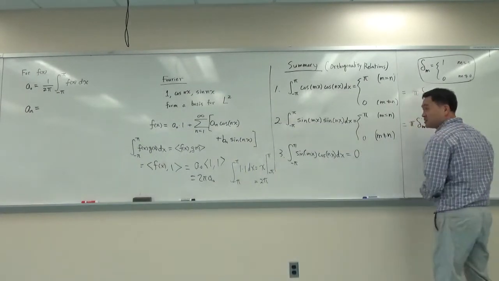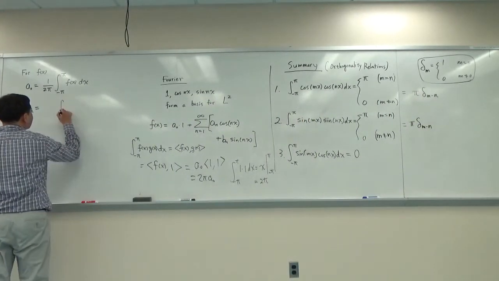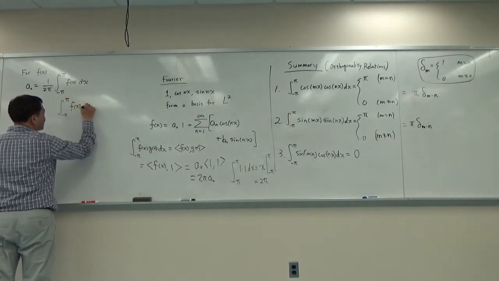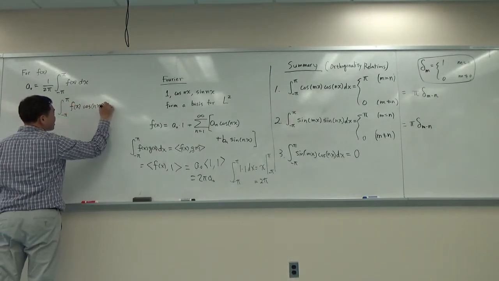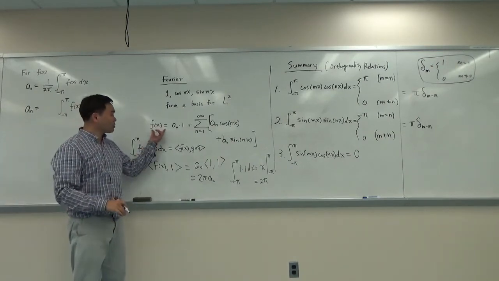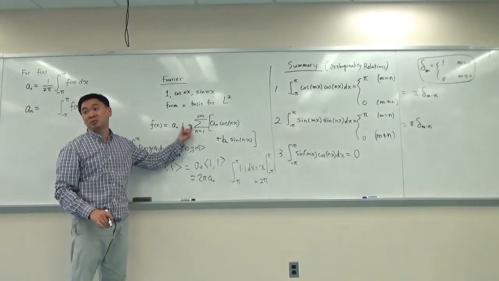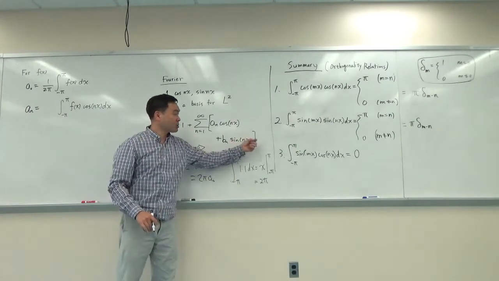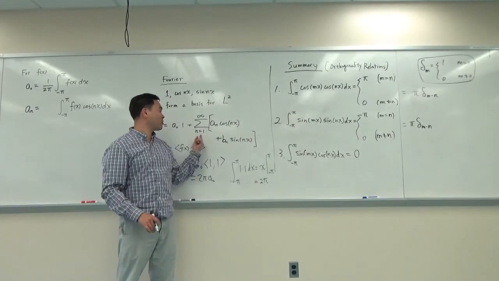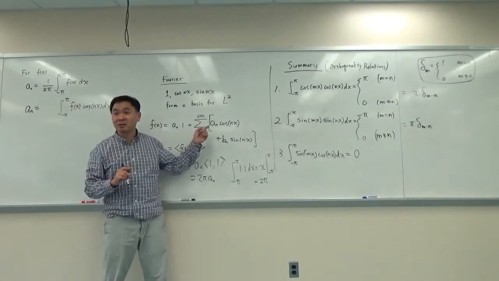Well, f(x) taking a product with... You take the inner product between these two, right? And what happens if you do cosine nx inner product? You get one inner product with cosine x, which is zero. Sine with cosine x, which is zero. And this with this, well, you have all kinds of n's, but only the ones that match with this n will survive, right?